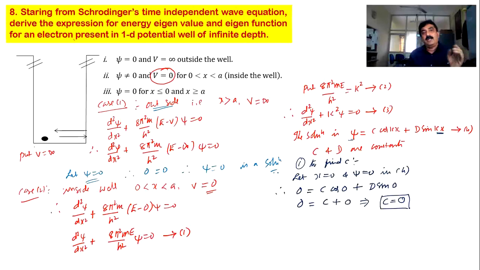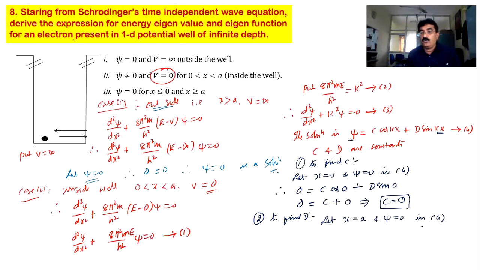Either c is 0 or d is 0; if c is 0, d cannot be 0. We will see what the value of d is. So next step, second step, again to find d. Let us find the value of d. This time I take x is equal to a and psi equal to 0.